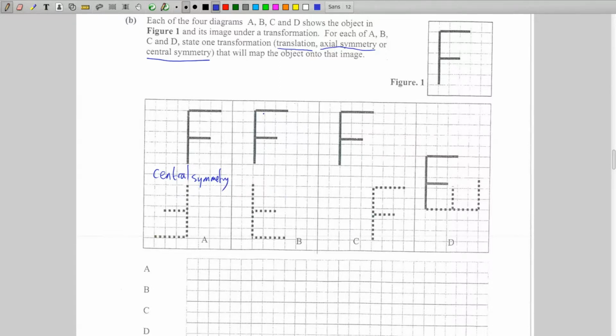Part B gives us essentially the image has been flipped over. So that's an axial symmetry. Part C, the image looks exactly the same as the F, it's just been moved a bit, and we call that a translation.